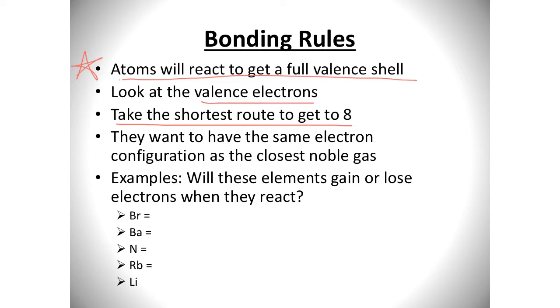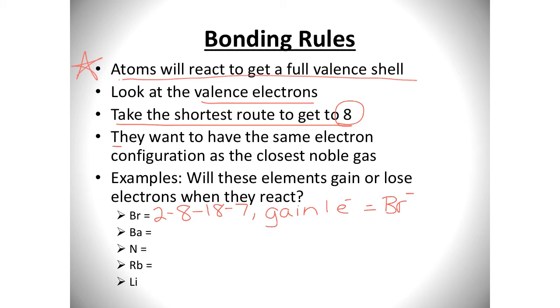If we take a look at bromine, bromine's electron configuration is 2, 8, 18, 7. So in order to get a full valence shell, in order to get to 8, it just needs to gain 1 electron, meaning it would make a negative ion. So as we'll see when we start talking about ionic radius, since bromine gains an electron when it reacts, the radius of the bromine ion would be larger than the bromine atom.